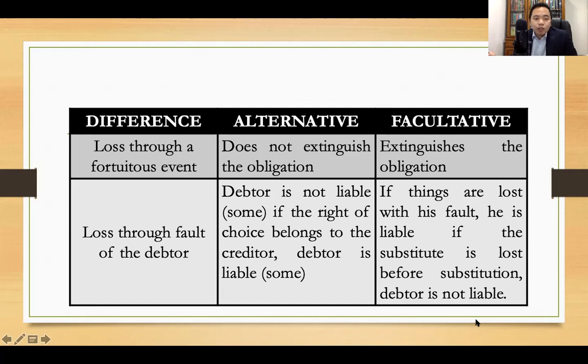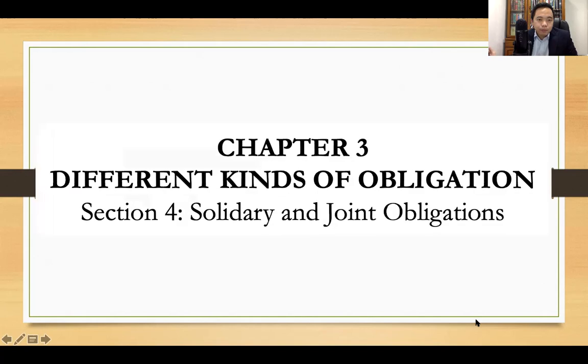Now, how about loss through the fault of the debtor? In an alternative obligation, if the right of choice belongs to the creditor, the debtor becomes liable. If things are lost with his fault, he is liable. If the substitute is lost before substitution, then the debtor is not liable. Okay, that's for alternative obligation.